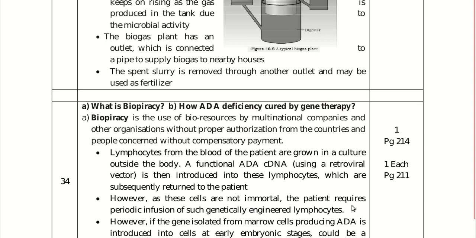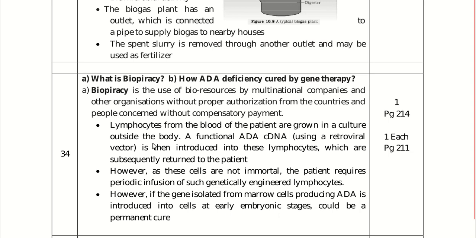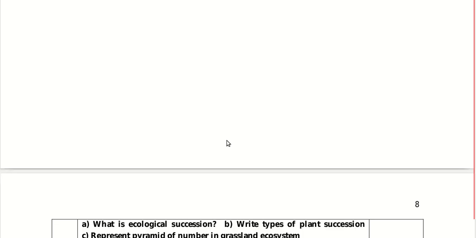If the gene isolated from bone marrow cells producing ADA is introduced into cells at early embryonic stages, it could lead to a permanent cure. That is how ADA deficiency can be cured temporarily as well as permanently by gene therapy.